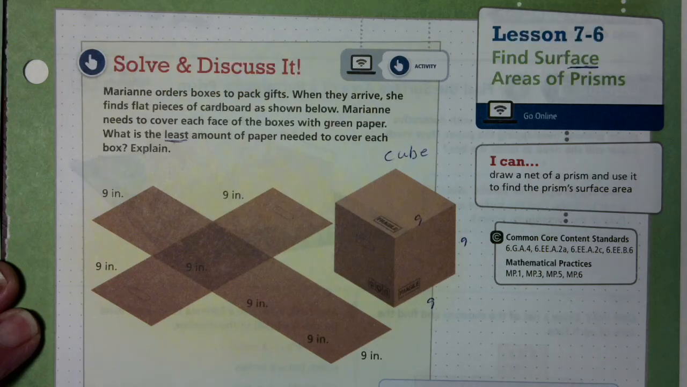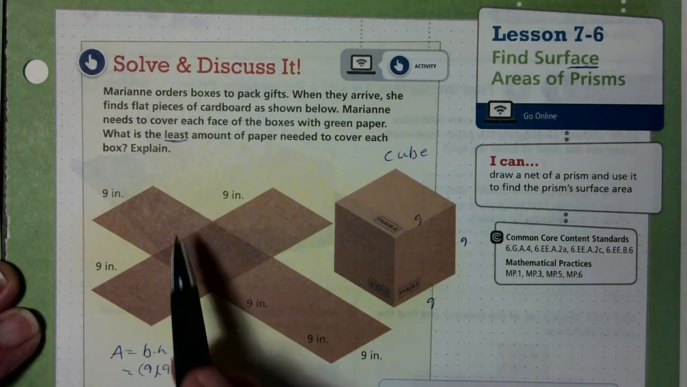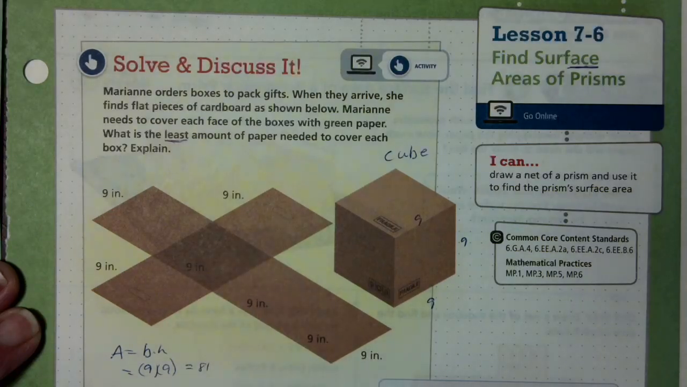6 faces, and each one of those faces, if I want to find the area of it, it's going to be a length times width or a base times height. So that's going to be a 9 times a 9, which is going to be 81 square inches. And I have how many of them? 1, 2, 3, 4, 5, 6. There's 6 faces on every rectangular prism.